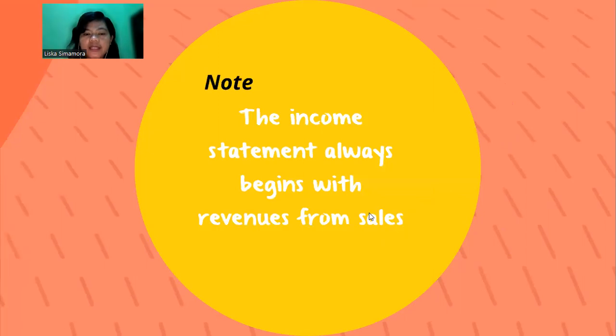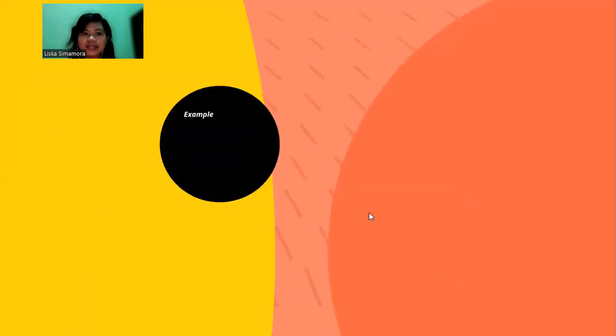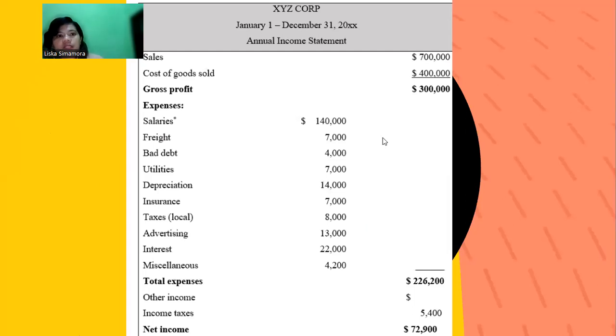And the income statement always begins with revenues from sales, okay? So always, if you are asked to make the income statement, always start with revenues. So this one is the example. We want to make the income statement starting with sales. And then this is the cost of goods sold. It means the production cost to produce these goods. Okay, that is called cost of goods sold.